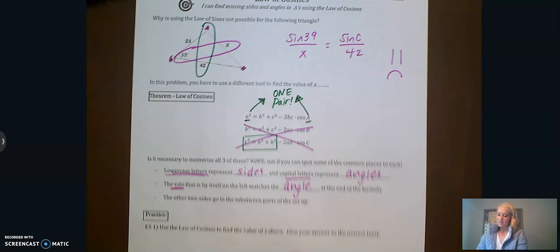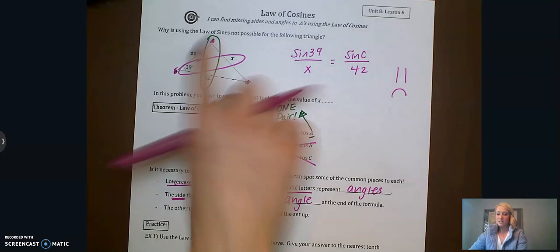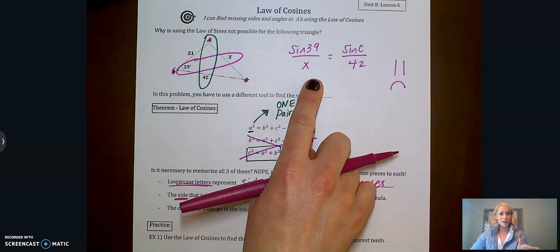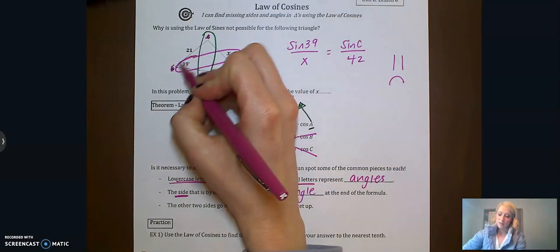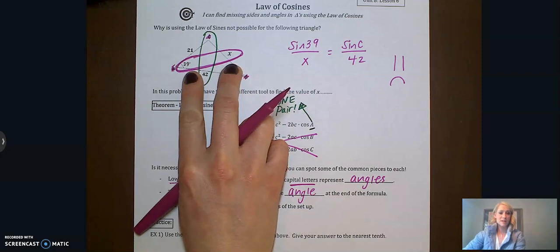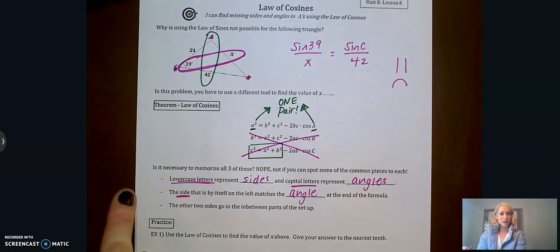All right, watch how I set this up. So I'm going to use law of cosines to solve for x in this top triangle here, where law of sines did not work. So right away, the first thing I did was I circled this angle and side pair. So that's your one pair that you have labeled in this triangle.